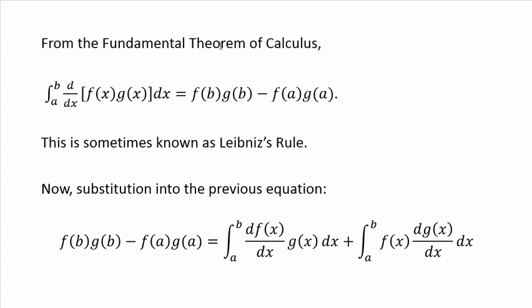And now from the fundamental theorem of calculus, we know that this integral and derivative are going to cancel off, and this is just going to be our two functions evaluated at the endpoints. And sometimes this is known as Leibniz rule. Now we can substitute this into the previous equation to get this right here.